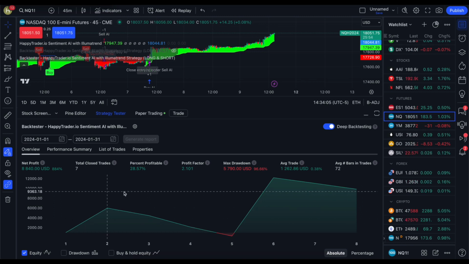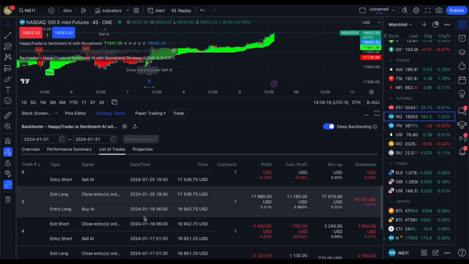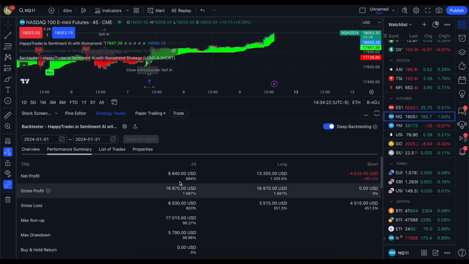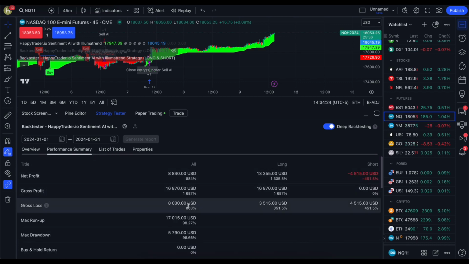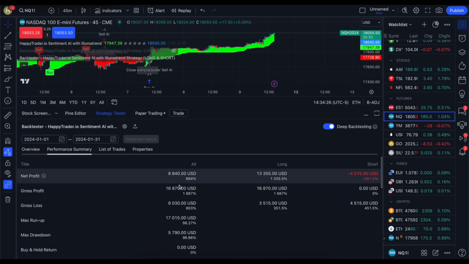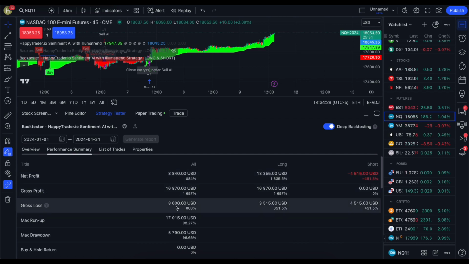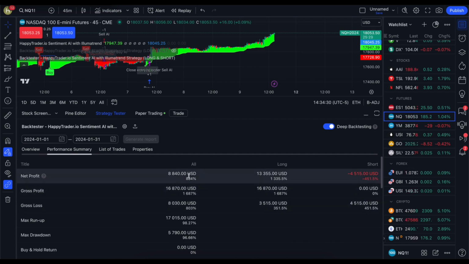So we're using technical analytics here. We're not using anything psychological. We're not using emotions. We're using Happy Trader signals, and that's it. So that's going to be the long and the short of it, pun intended. So you can see the list of trades, of course, like we showed you. Performance summary, you take your gross profit minus your gross loss and get your net profit.